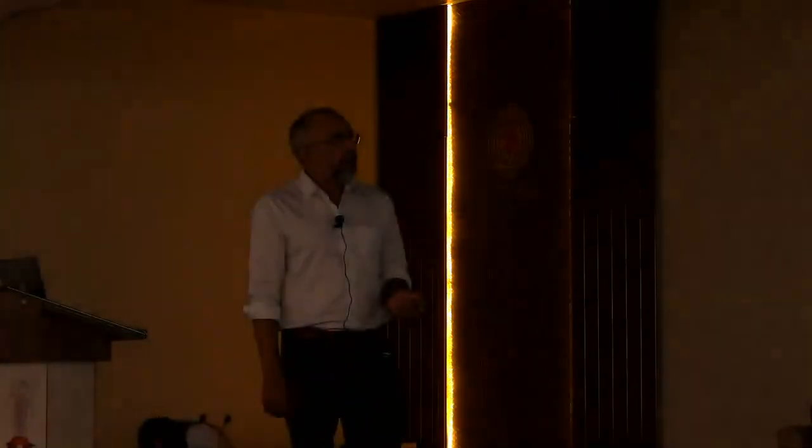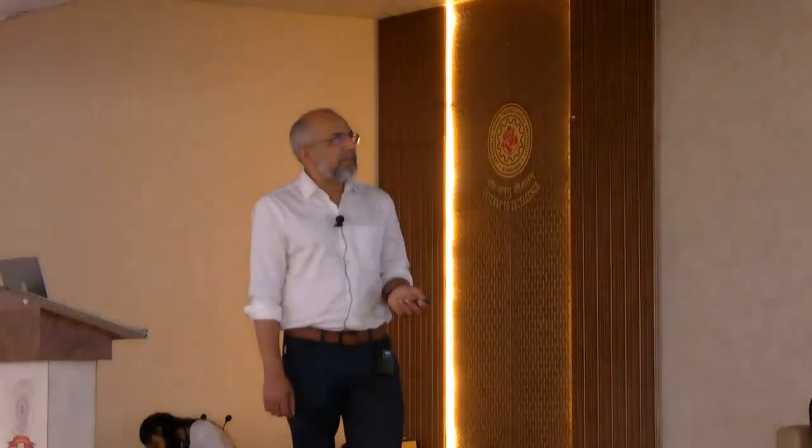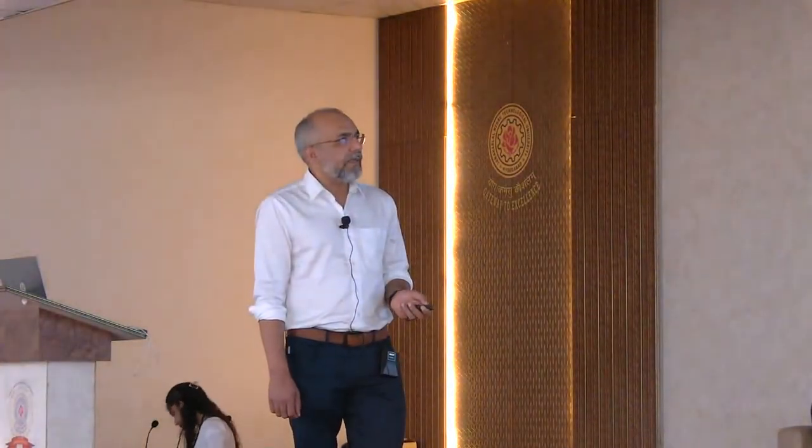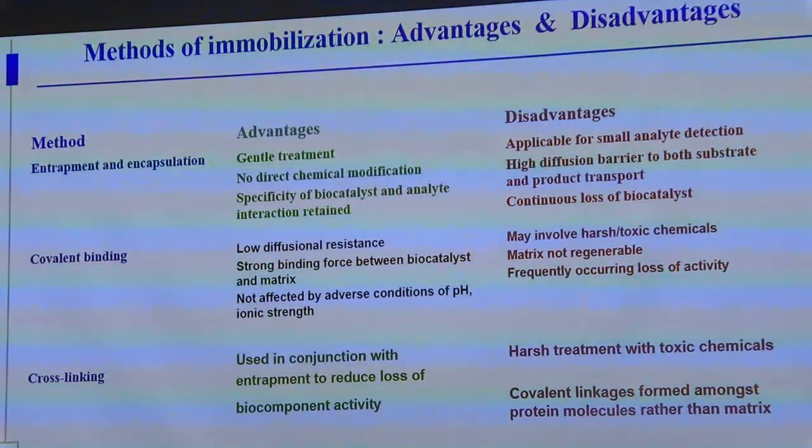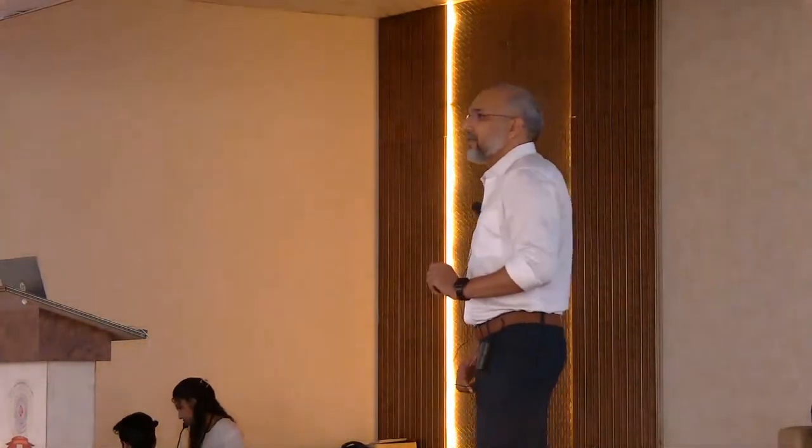So these are a couple of advantages, and for each technique we have multiple disadvantages. For example, cross-linking involves harsh treatment with toxic chemicals, and covalent linkage can form among the protein molecules rather than with the matrix. That can happen. So you have to be very careful about which method you choose. For basic research, you can pick any one depending on your research interest. But for final application, you have to be very careful.